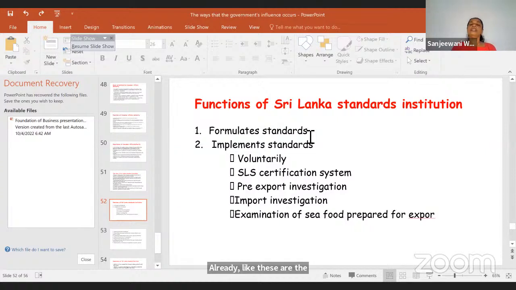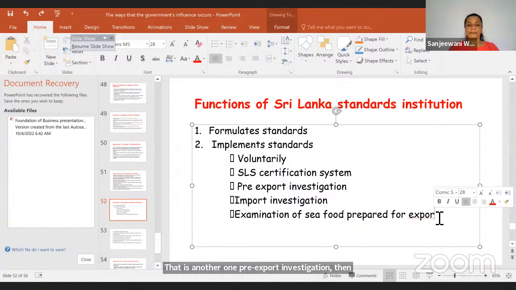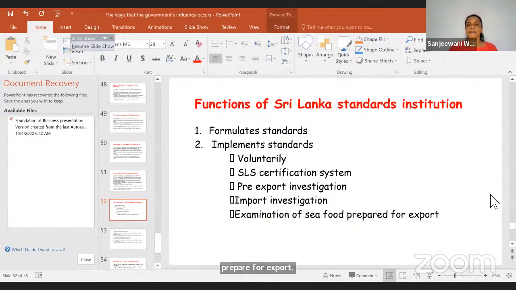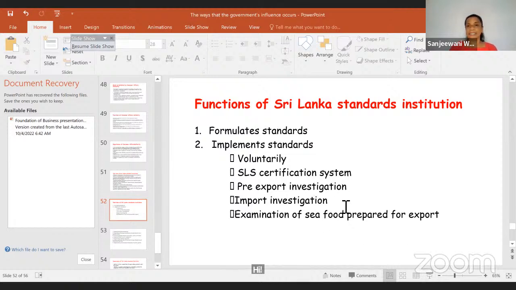Right? Then we'll see the functions of the Sri Lanka Standards Institution. So what are the functions? They formulate standards. That's the first thing that they do, right? Then they implement whatever they have formulated. So that is another function. Under implementation, children, you can see there are certain things that they do. How can they implement? They can implement voluntarily. There is another one called the SLS certification system. There is another one, pre-export investigation. Then import investigation. Then examination of seafood prepared for export. All right, so these are the ways of implementing standards.